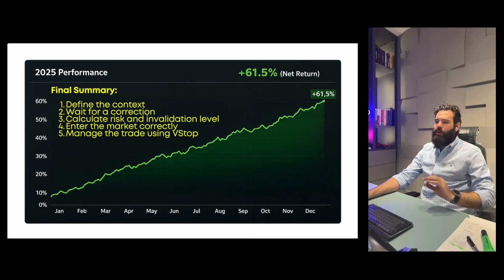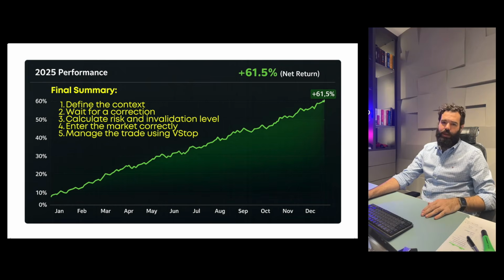And here it's important to conclude that if you follow these steps with discipline, then not only in metals, but in any other assets, you'll be able to spot opportunities.